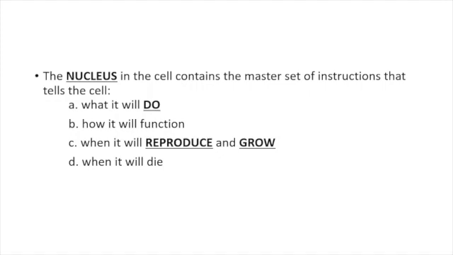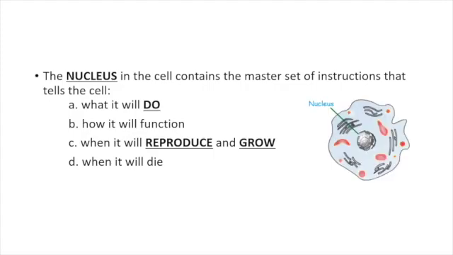So the nucleus contains the master set of instructions in the form of DNA that tells a cell what it's going to do, how it's going to function, when it will reproduce, when it will grow, and when it will die. Death is a really important part of life, unfortunately.